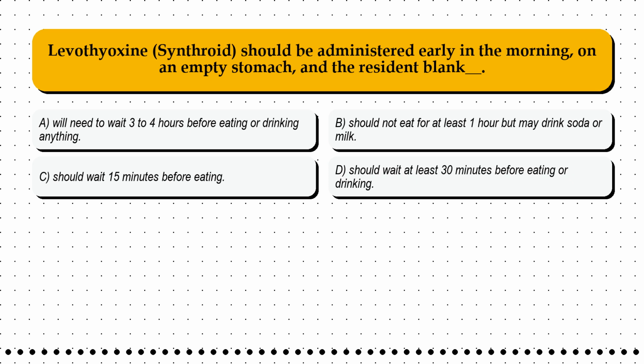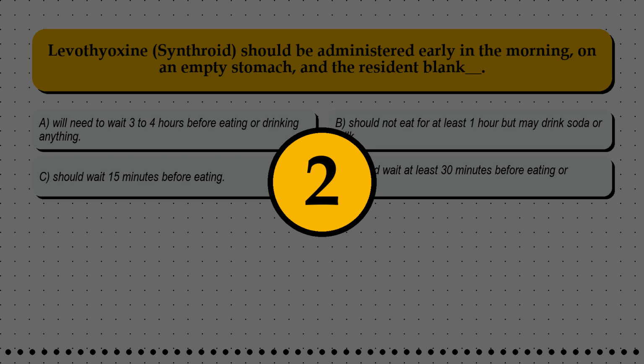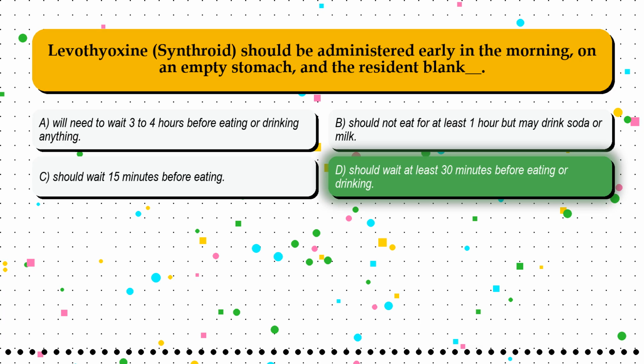Option A, will need to wait 3 to 4 hours before eating or drinking anything. Option B, should not eat for at least 1 hour but may drink soda or milk. Option C, should wait 15 minutes before eating. Option D, should wait at least 30 minutes before eating or drinking. The correct answer is option D, should wait at least 30 minutes before eating or drinking.